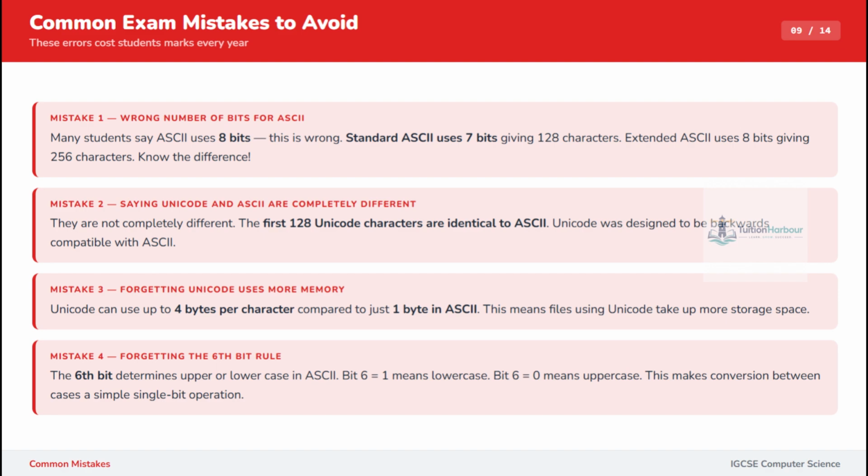Here are 4 common exam mistakes. 1. Do not say ASCII uses 8 bits. Standard ASCII uses 7 bits. 2. Do not say Unicode and ASCII are completely different. The first 128 Unicode codes are identical to ASCII. 3. Remember, Unicode uses more memory, up to 4 bytes per character. 4. Remember the 6th bit rule. Bit 6 equals 1 means lowercase. Bit 6 equals 0 means uppercase.